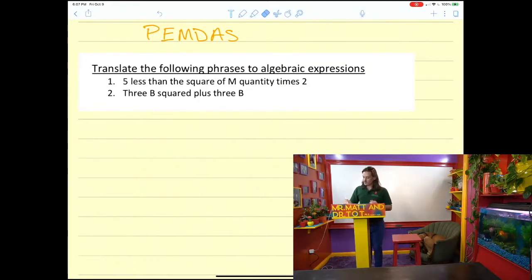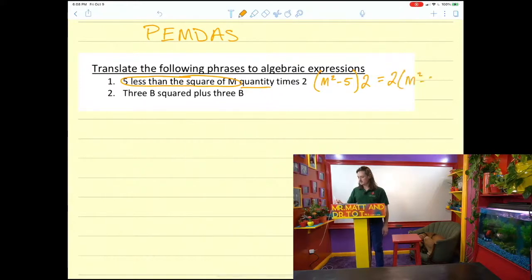Describing this as a quantity means that all of this stuff gets put together inside of parentheses, and that whole thing is times 2. So 5 less than the square of m is m squared minus 5. Quantity times 2 is the whole thing times 2. And remember, the commutative property of multiplication tells us that order doesn't matter. So this is the same thing as 2 times the quantity m squared minus 5.